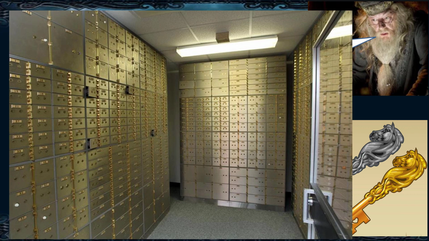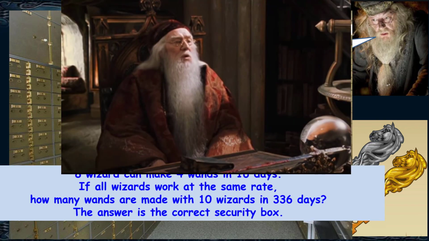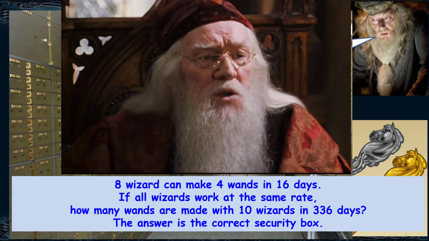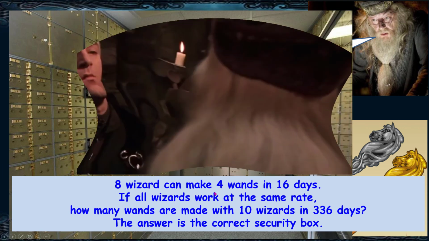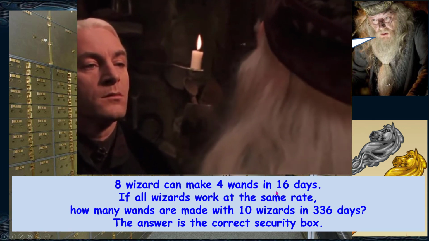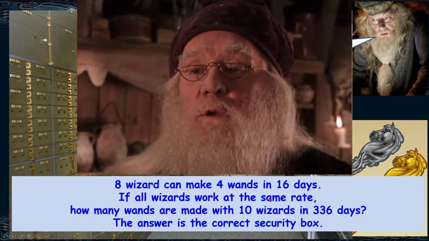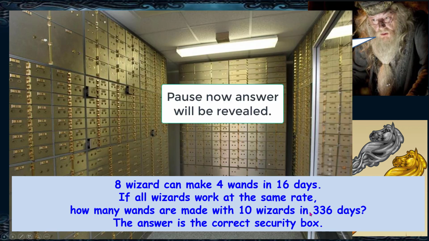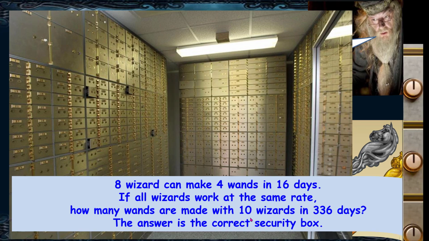Luckily, we found another riddle in Tom Riddle's diary. Read it. It is not our abilities that show what we truly are, it is our choices. So, essentially, it's talking about 8 wizards can make 4 wands in 16 days. If all wizards work at the same rate, how many wands are made with 10 wizards in 336 days? So the correct number of wands is the correct security box to open, guys. You need to solve that yourselves. It's a bit of a puzzle, a proportion puzzle.